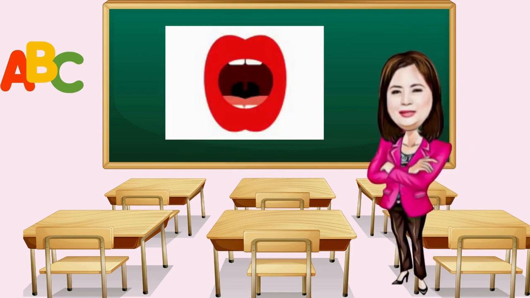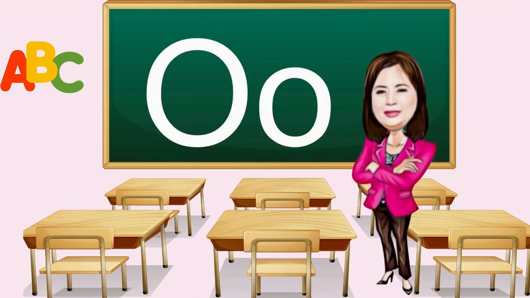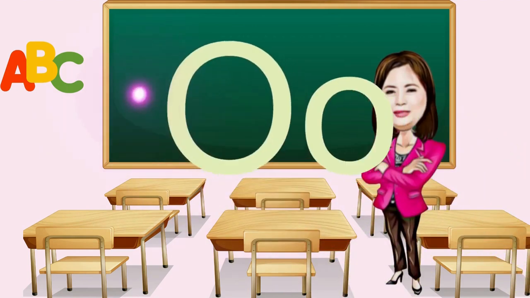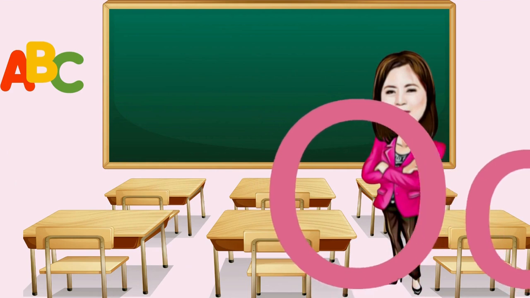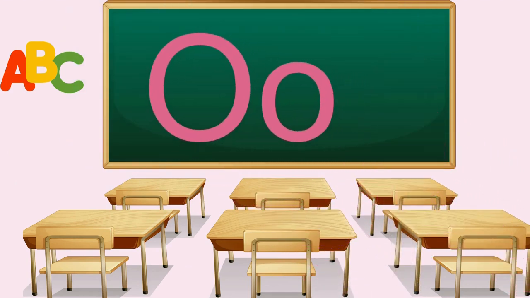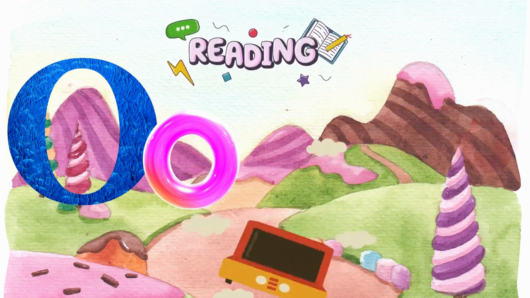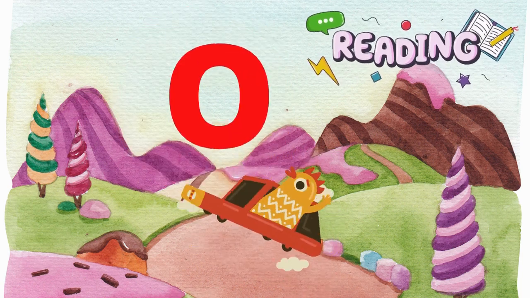Now, let us learn about the short vowel sound of letter O. Letter O makes the sound O. Letter O. Big O. Little O.